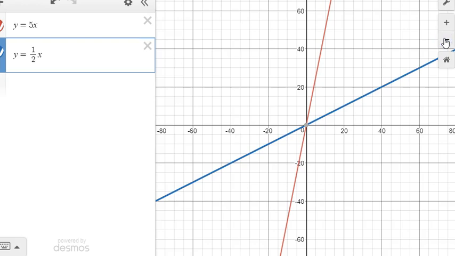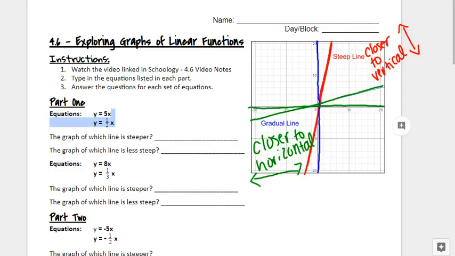Which line would be steeper? Which line is closer to vertical? That would be the red line, which is y equals 5x, and then that leaves y equals 1/2 x as smaller. So the line that's steeper is y equals 5x, and the line that's not as steep is y equals 1/2 x.